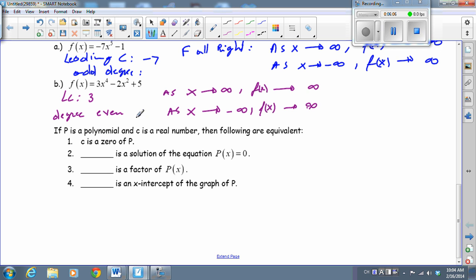If P is a polynomial and C is a real number, then the following are equivalent. C is a zero of P. C is also a solution of the equation P of x equals 0. In other words, P of C is 0. X minus C is a factor of P of x, and C is an intercept. To be more specific, an x-intercept.